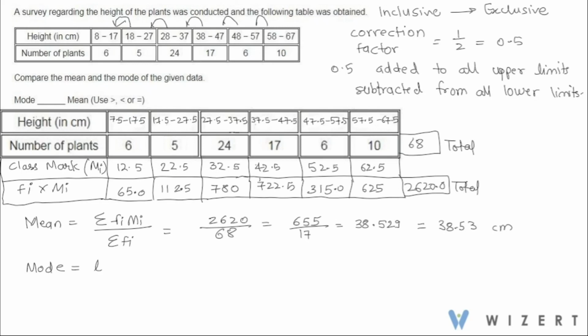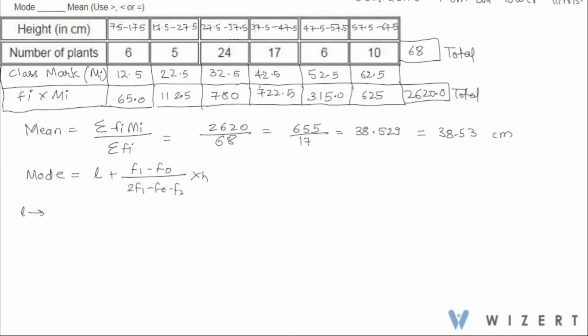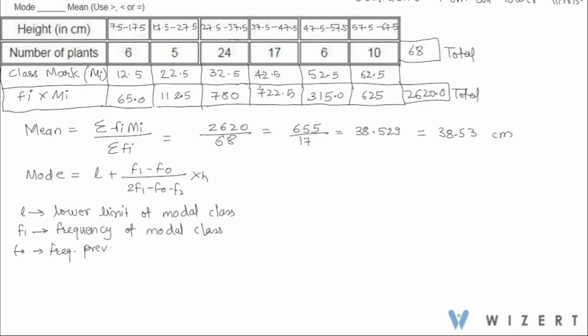Let's look at the mode. Mode is given as L plus F1 minus F0 divided by 2 F1 minus F0 minus F2, into H, where L is the lower limit of the modal class, F1 is the frequency of the modal class, F0 is the frequency previous to the modal class, F2 is the frequency next to the modal class, and H is the class size.